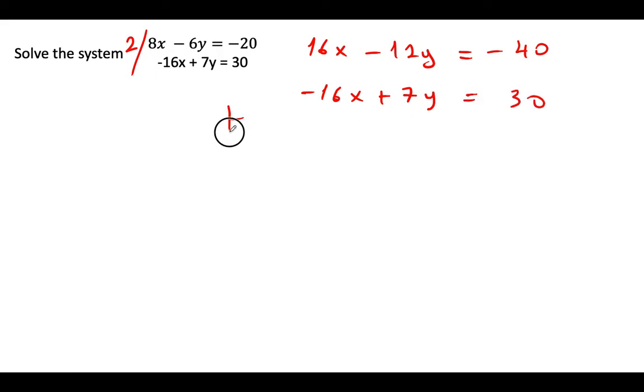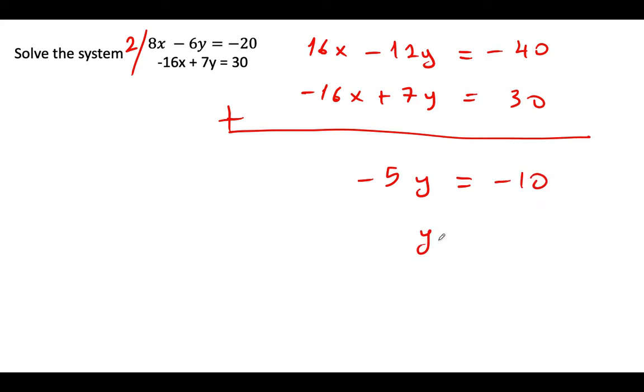Now, if I add them side by side, positive 16, negative 16, 0. Negative 12y and positive 7y will be negative 5y. And negative 40 and positive 30 will be negative 10. So y is equal to negative 10 over negative 5, which will be positive 2.